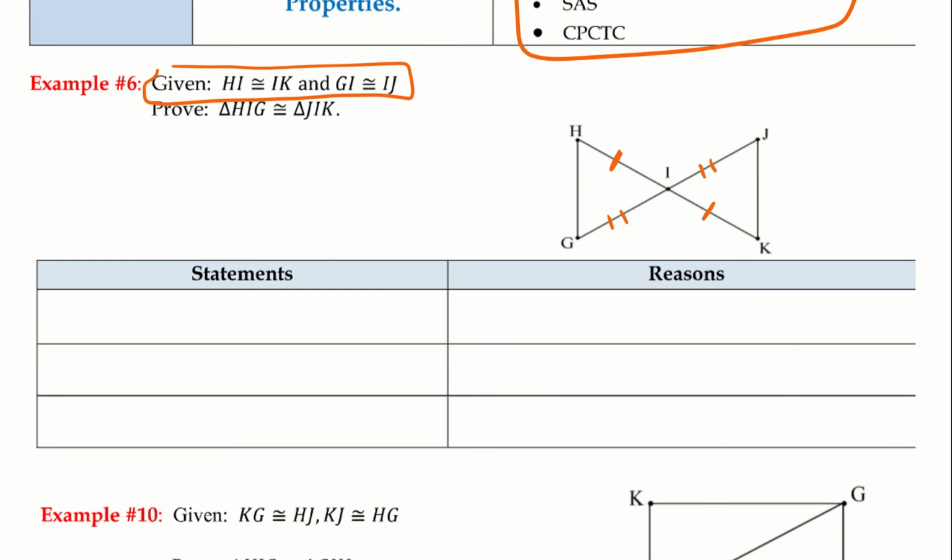My very first statement is going to be what is given to me. So HI is congruent to IK, and GI is congruent to IJ. And my reason is because it's given to me. That is my reason why I know that these things are congruent. It's because it is given.